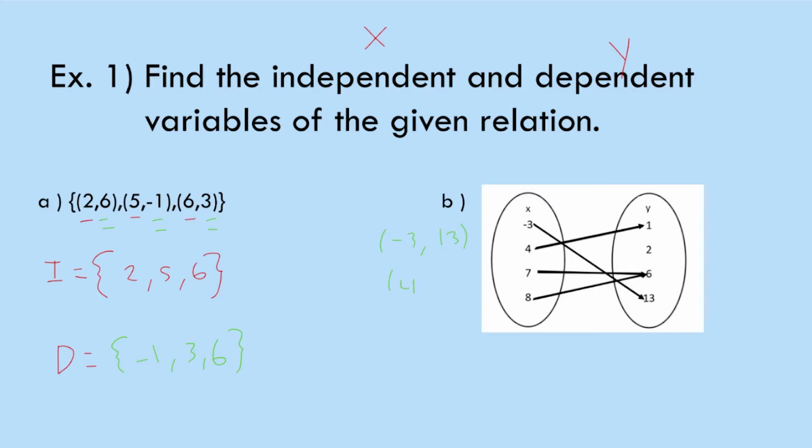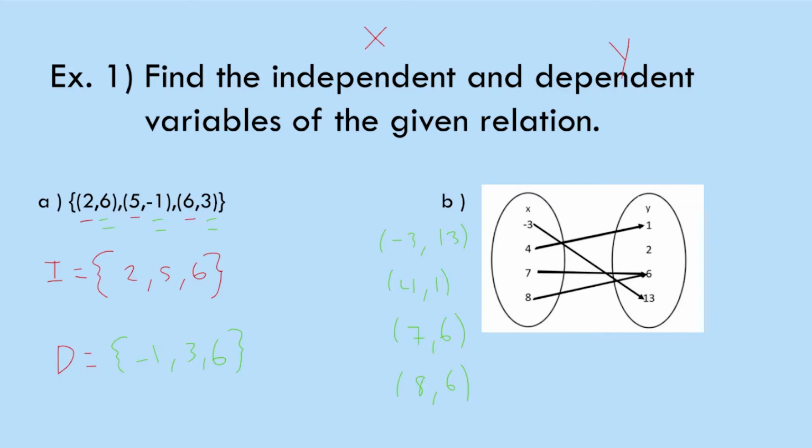4 is going to go with what number? 4 is going to go with 1. 7 is going to go with what number? 6. And 8 is going to go with what number? 6 as well. So now that we have these numbers, you have to remember 2 is not part of it. So we would never be able to list this as an answer because it never belonged to an actual coordinate.